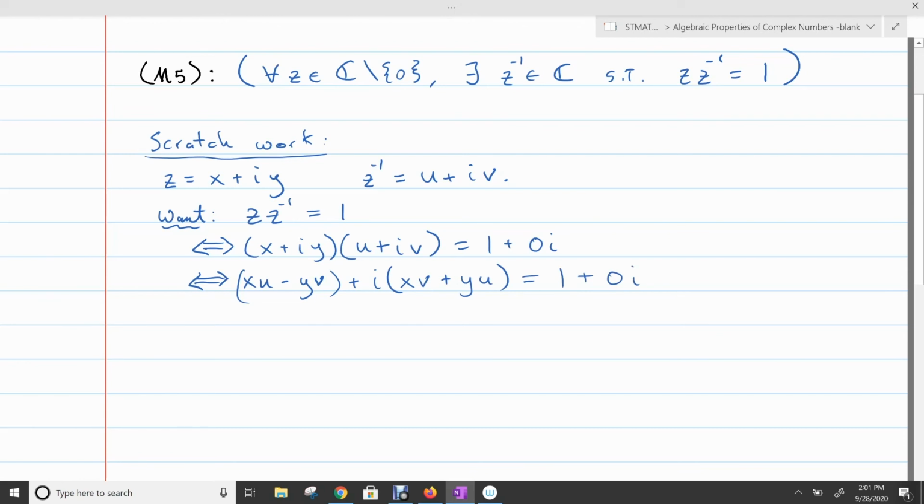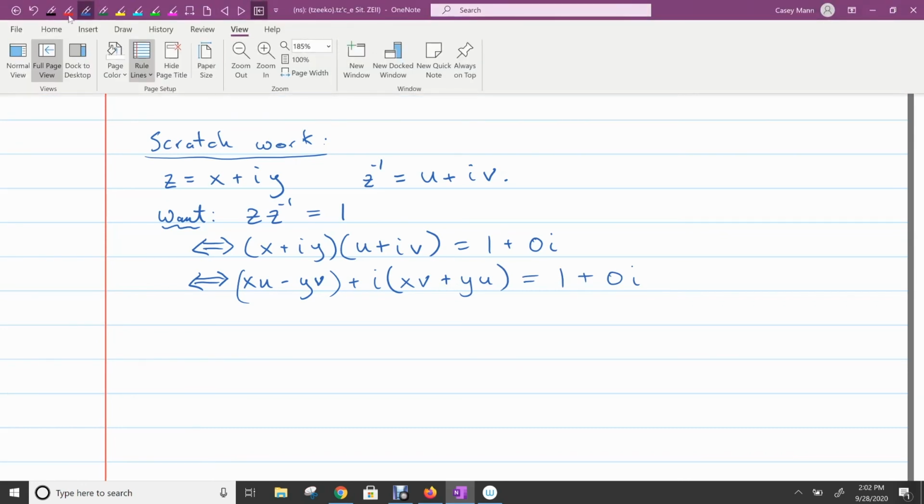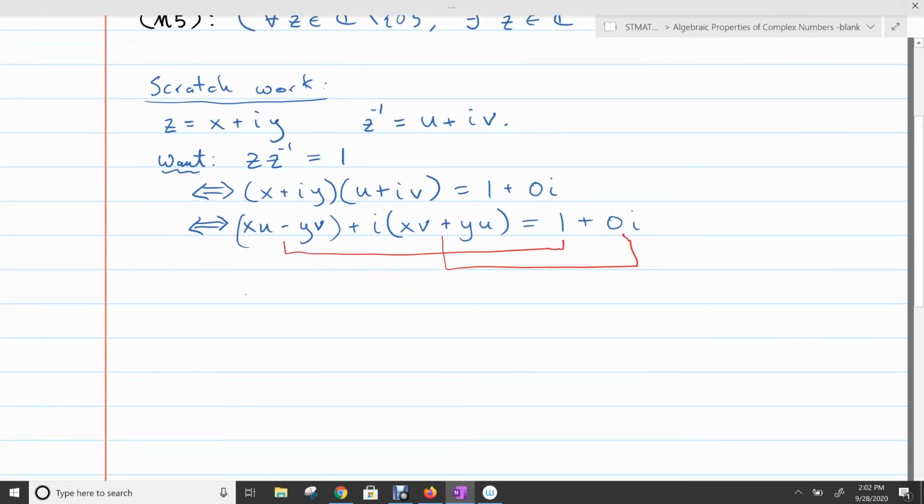Well, we know from way back at the beginning that when two complex numbers are equal, that just means that their real parts and their imaginary parts are equal. So I know that xu minus yv has to be equal to 1, and that xv plus yu has to be equal to 0. So from here, I have two equations: xu minus yv equals 1, and xv plus yu has to equal 0. Well, you see what this is?